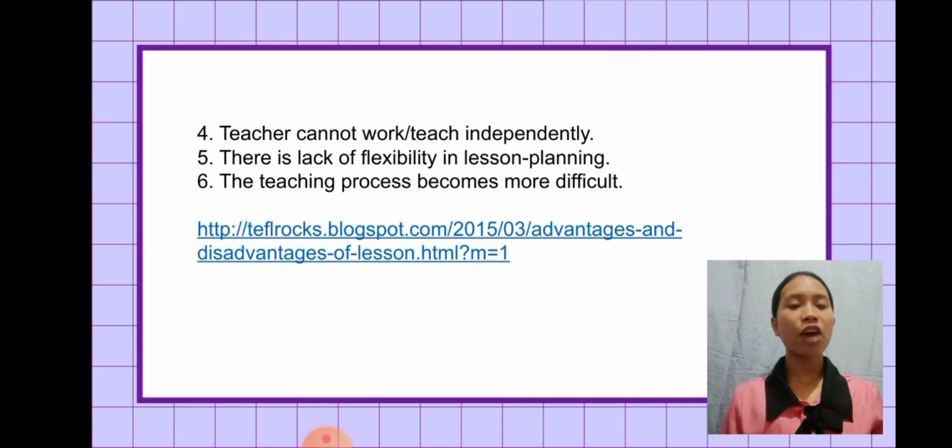Number 5, there is a lack of flexibility in lesson planning because when you prepare a lesson plan, at that time you need to be in that area or in that moment, this is what you need to do when you teach the student. So sometimes it lacks flexibility. Number 6, the teaching process becomes more difficult.